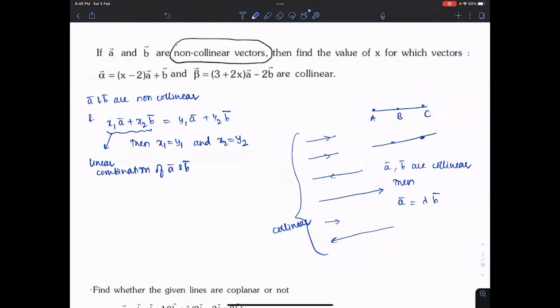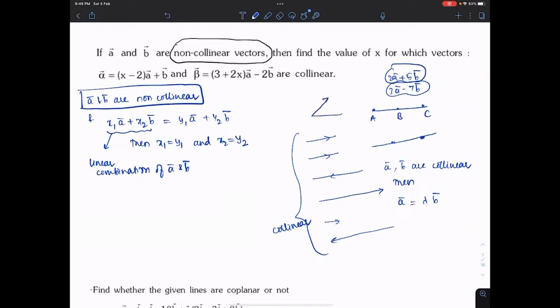Okay. So if you make a linear combination of A bar and B bar, that means 2A bar plus 5B bar, that is one linear combination of A bar and B bar. 3A bar minus 7B bar, that is another linear combination of A bar and B bar. So if you make one linear combination of A bar and B bar, and then another linear combination, 2 linear combinations we have made. Okay. So provided A bar and B bar are non-collinear, that means A bar and B bar are in different directions. Okay.